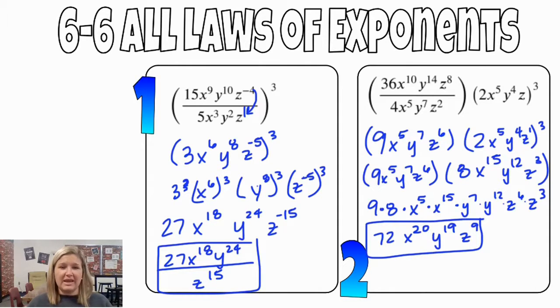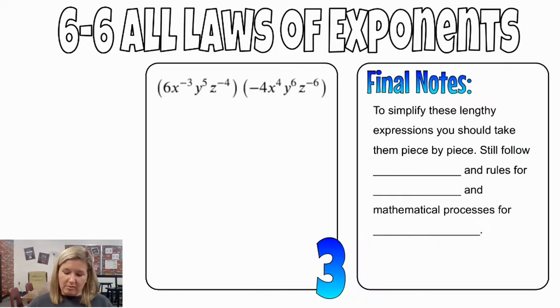Again, pretty lengthy. And I'm going to tell you, most of the problems you're going to see are going to be like this because they want to jam pack as many exponent rules as they can in one problem there.